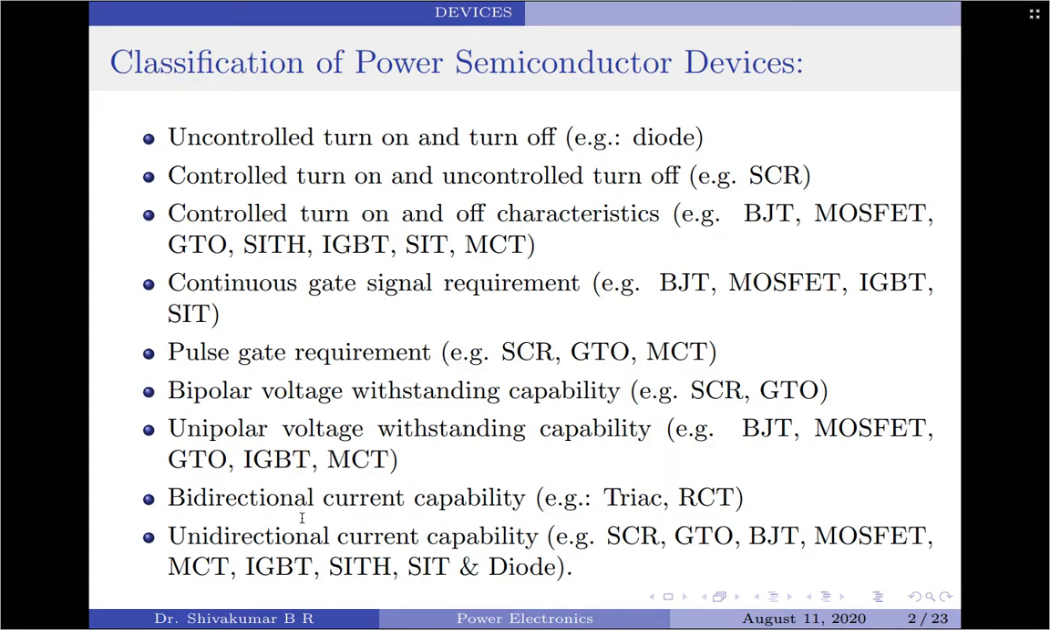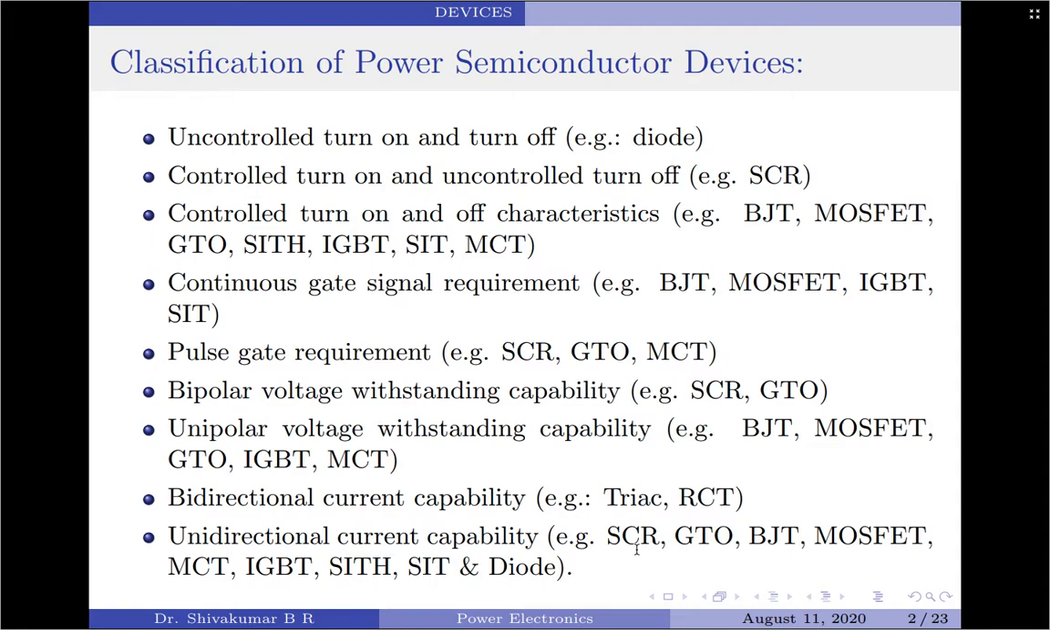And quite obviously, the last category would be unidirectional current carrying capability devices. Most of the other devices we have in the list come under the unidirectional current carrying capability devices. For example, an SCR conducts current only in one direction, that is from anode to cathode.